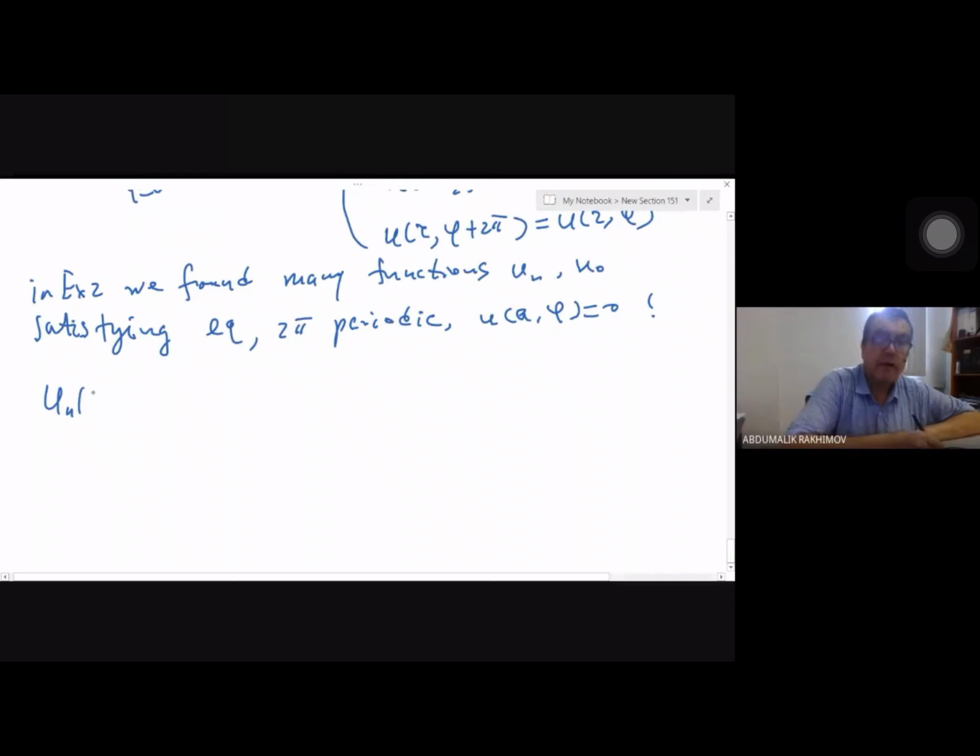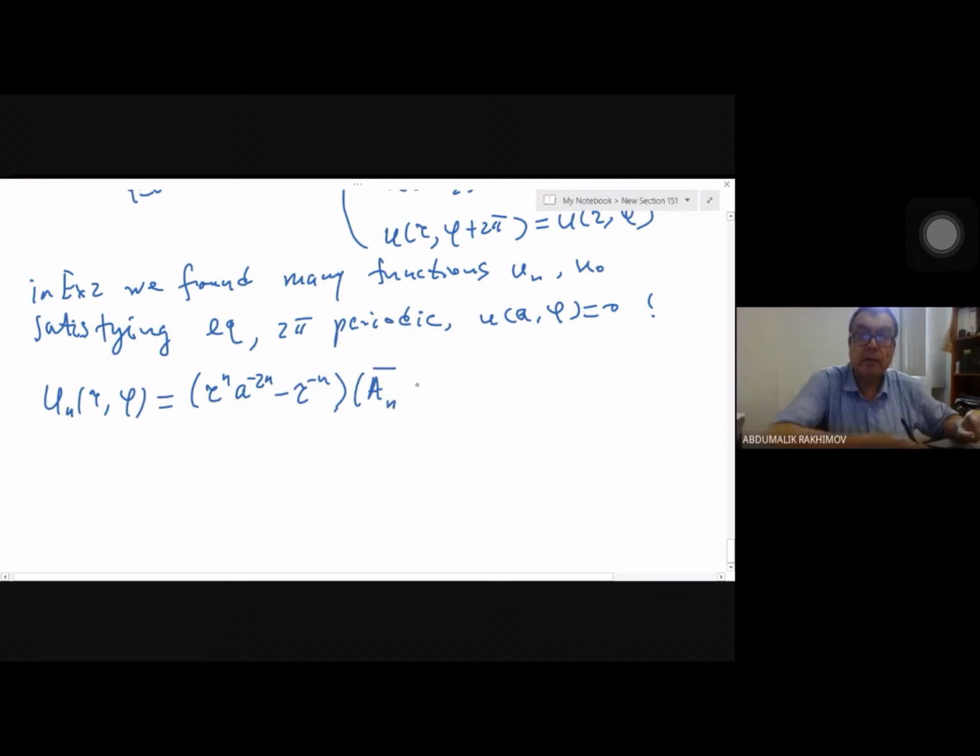What is un? u_n(r, phi) is equal, as you remember, it was like this: R_n(r) = a_n bar times (r^n (A^(-2n)) - r^(-n)) cosine n phi plus b_n bar sine n phi. This is for n equal 1, 2, 3, etc.